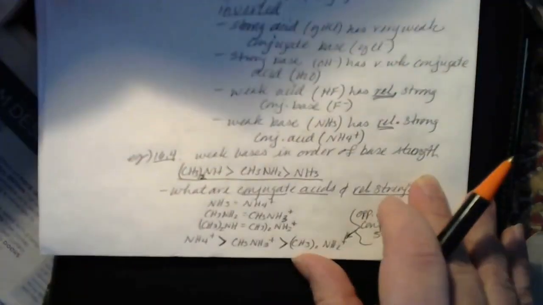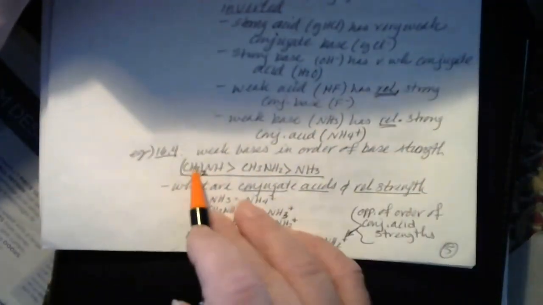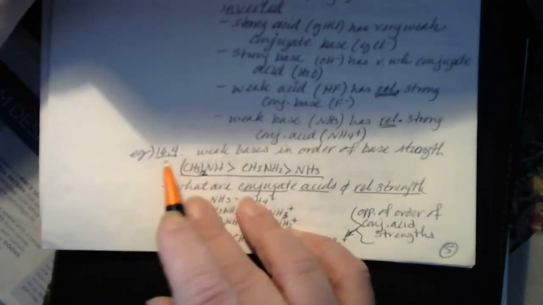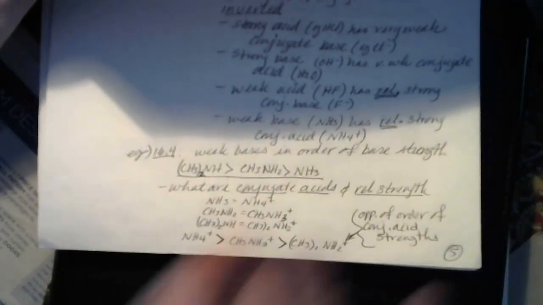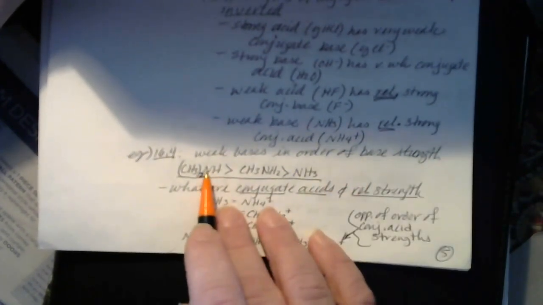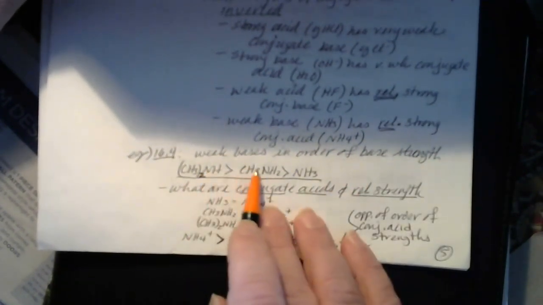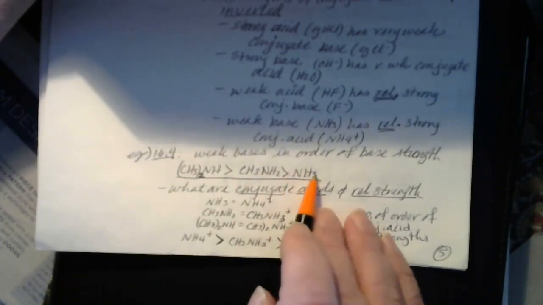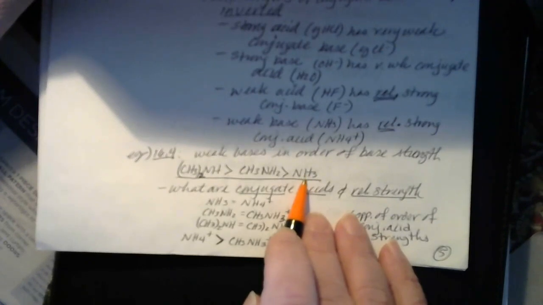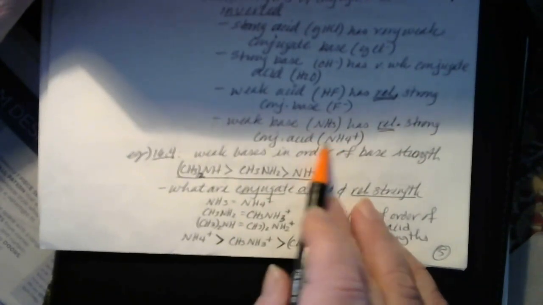An example of comparing strengths is practice problem 16.4, where it gives you some weak bases derived from ammonia in order of their strengths as bases. You notice that each of them has nitrogen with other stuff attached to it, and that is based on ammonia. Ammonia is nitrogen with 3 hydrogens attached to it. Nitrogen normally has 3 things attached to it. When it has 4 things attached to it, like in the ammonium ion, it'll have a positive charge.